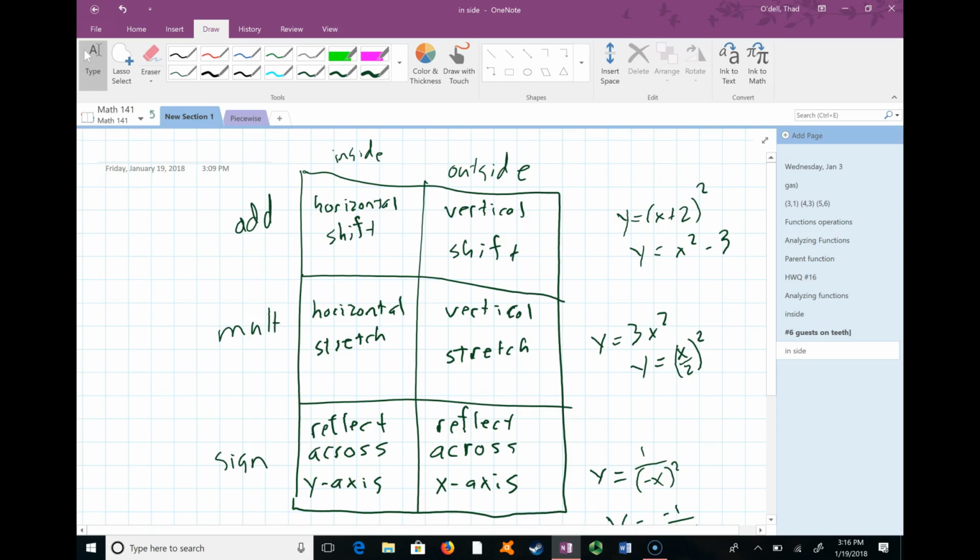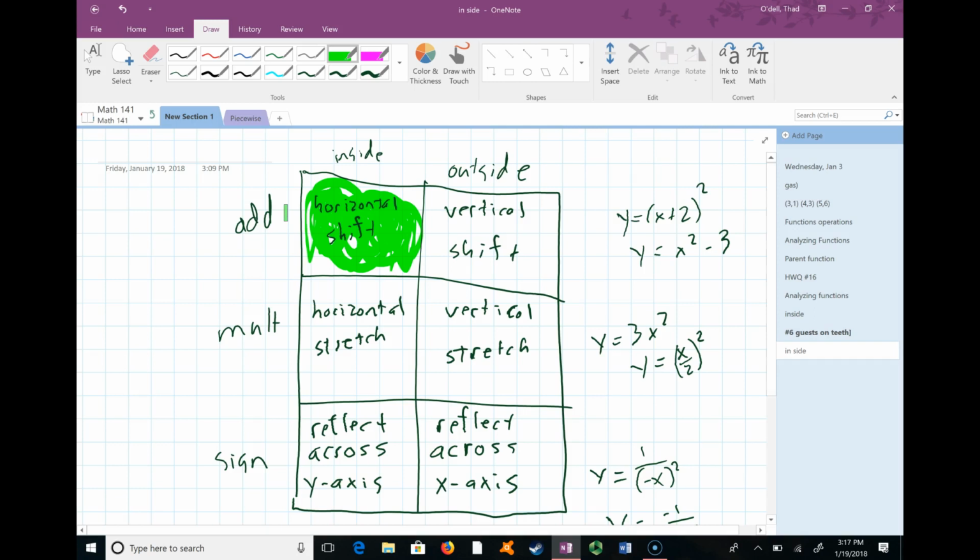But the idea is if you notice how the grid works, if we're talking about this area right here, the green area, this horizontal shift happens when you are adding on the inside of the function. By horizontal, that means right and left, and shift means it's just sliding or moving. In other words, the shape of the graph is going to stay the same, but every point is being moved the same distance, either to the right or to the left.